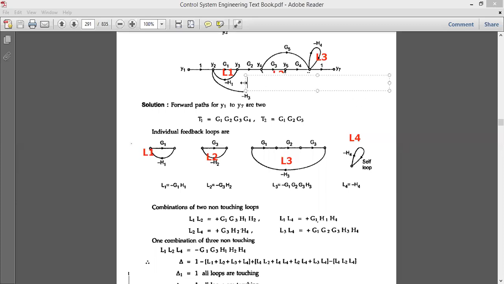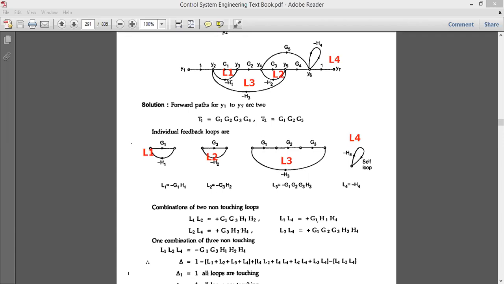Sorry, I will make it this. This was L3, right? And the last was L4. So as we have four separate loops, what you should do is three non-touching loops. We have seen with only two. So for the three non-touching loops, you should check in the signal flow graph whether we have any three different loops which are not touching at all.